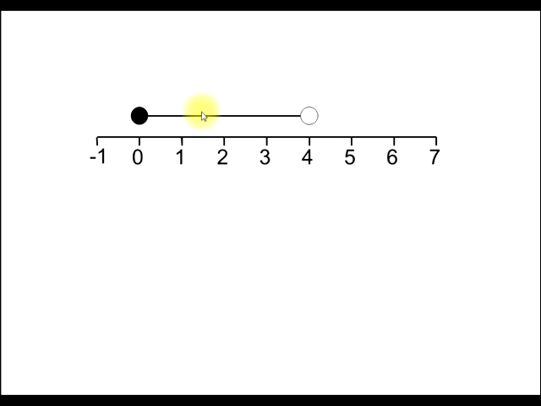So the numbers we are looking for can include 0, but are more than 0 in this direction. It cannot include 4, but it's less than 4. So we write it like this. So the numbers are more than or equal to 0 and less than 4.